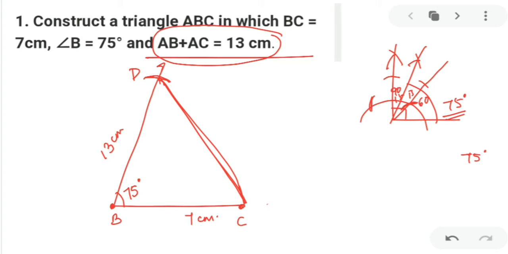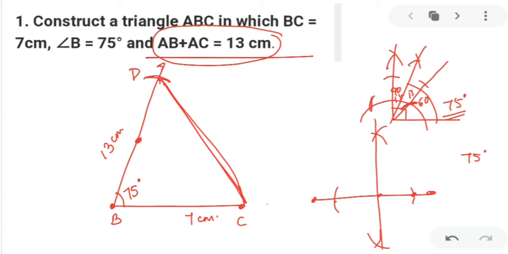Once you join DC, this is not the required triangle, my dear kids. Now you have to make a perpendicular bisector of BD. Do you know how to make a perpendicular bisector, kids? For the perpendicular bisector of a segment, you have to take more than half in the compass. Make an arc here, make an arc here. Keep your compass point here with the same measurement. Make an arc here and here. When you join this, this will be called the perpendicular bisector.